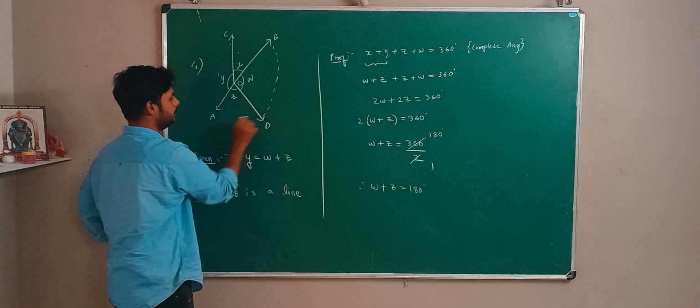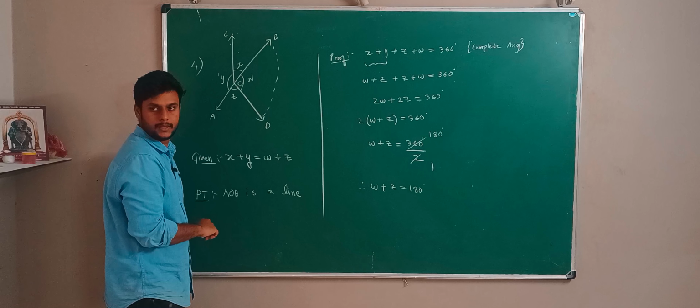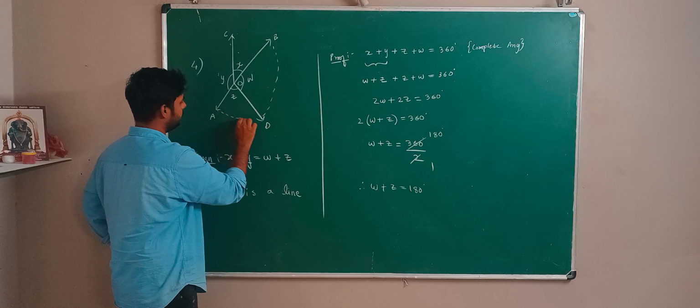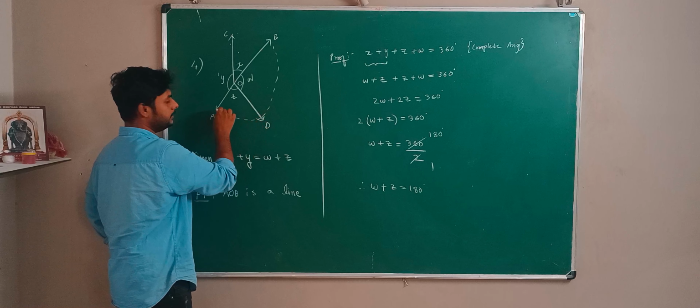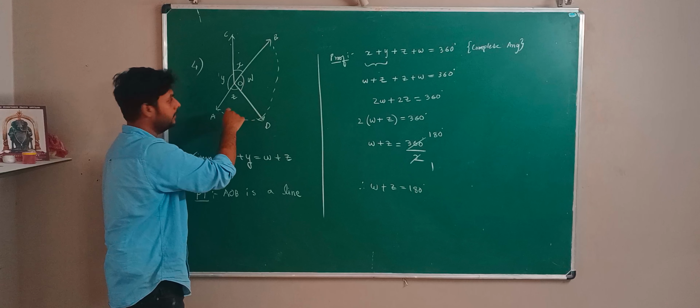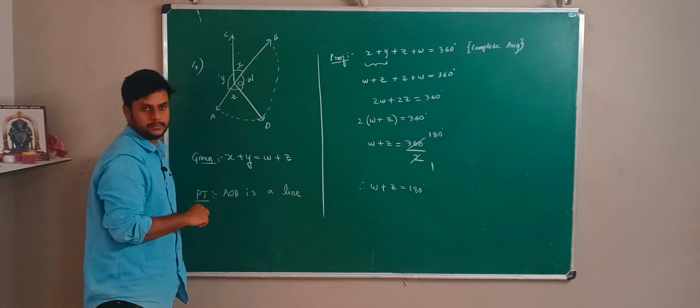That means this angle. See, w means this angle. Understood or no? Z means this angle. So it became a semicircle. I got a semicircle. So what is AOB now?